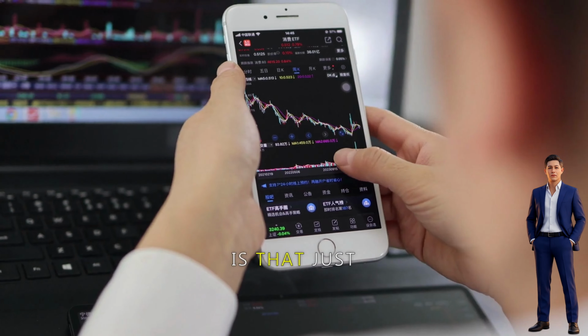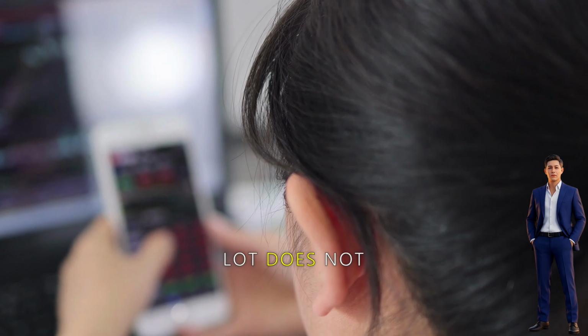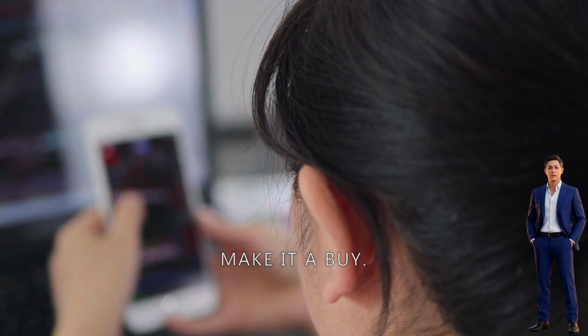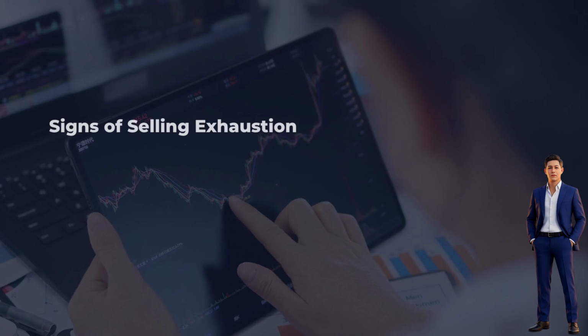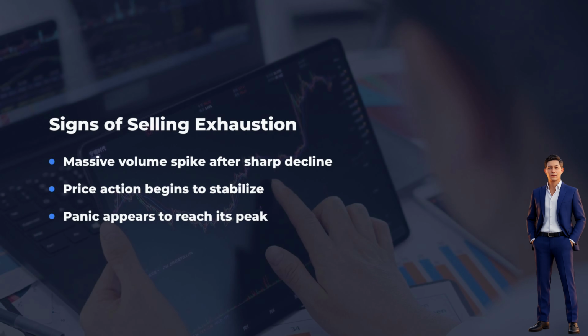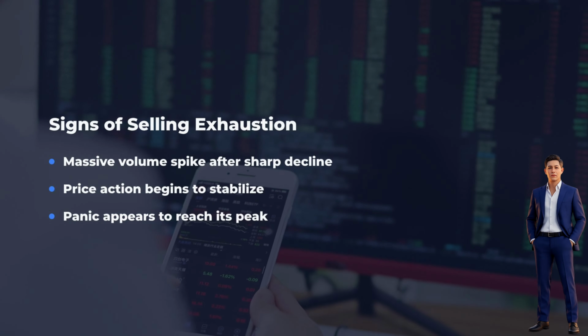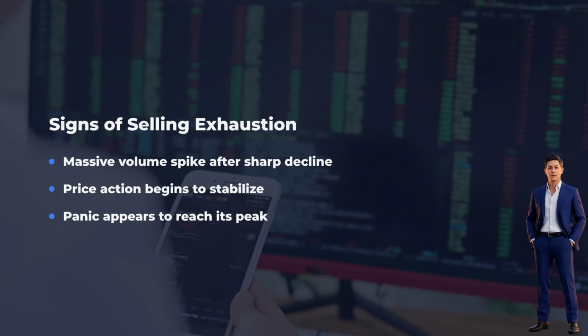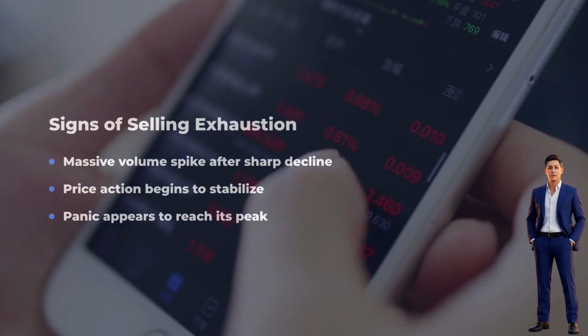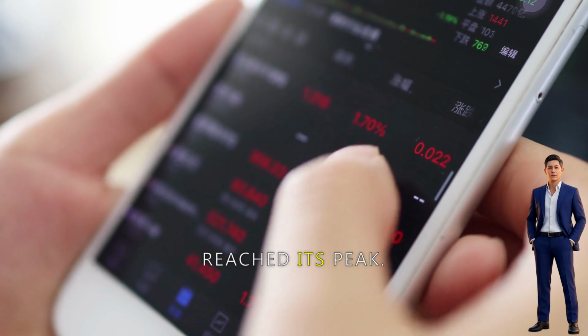The key here is that just because a stock has dropped a lot does not automatically make it a buy. You need to look for signs that the selling pressure is genuinely exhausting itself. Massive volume spikes after a sharp and accelerating decline, price action that starts to stabilize, and a general sense that the panic has reached its peak.